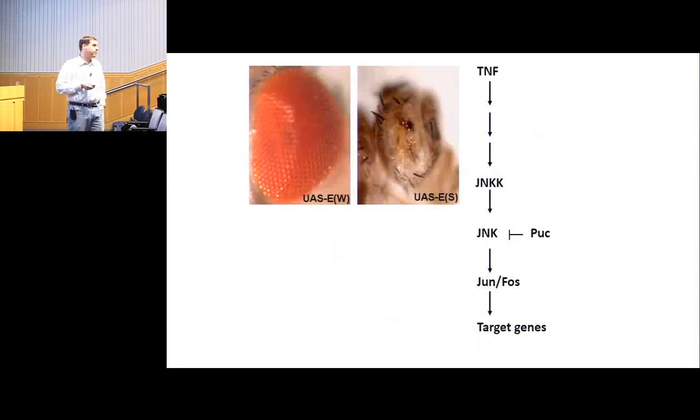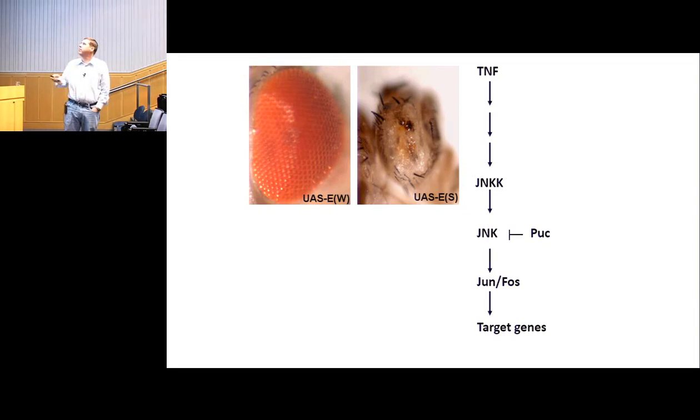So we turn to the fly eye, where we activate the TNF signaling pathway through Jun kinase. We can either activate it weakly or we can activate it with a strong allele. If we activate it with a strong allele, it causes cell death. Here it's just on the edge. And so we want to take this sensitized background and ask, what effect does putting an SPOP mutation have on this?